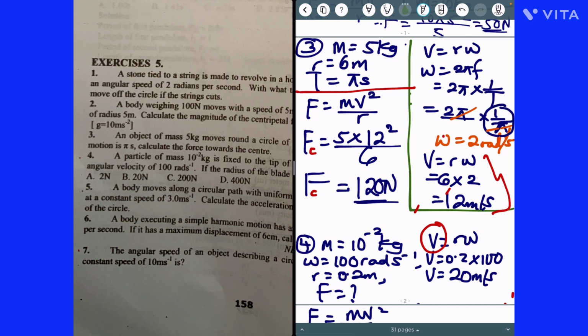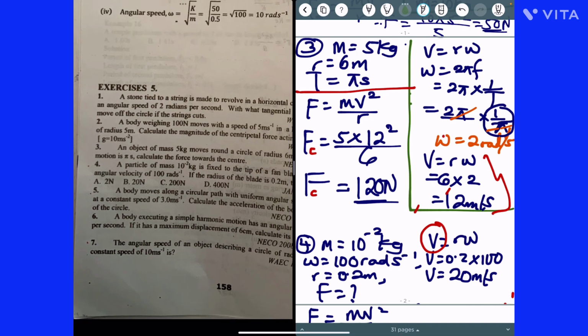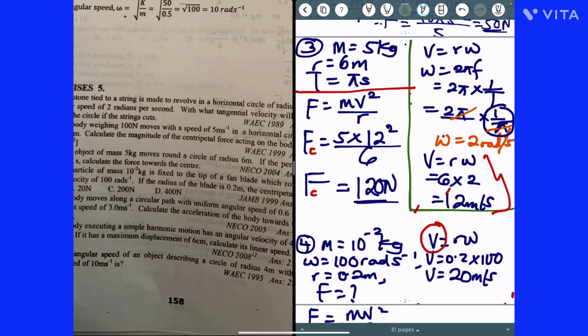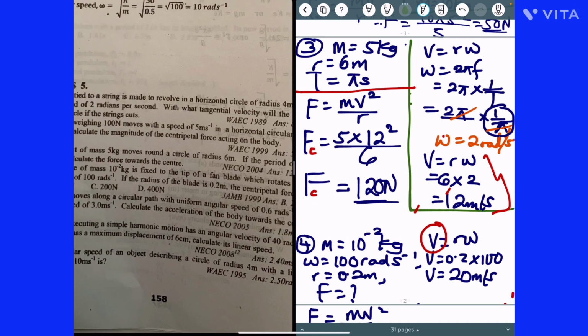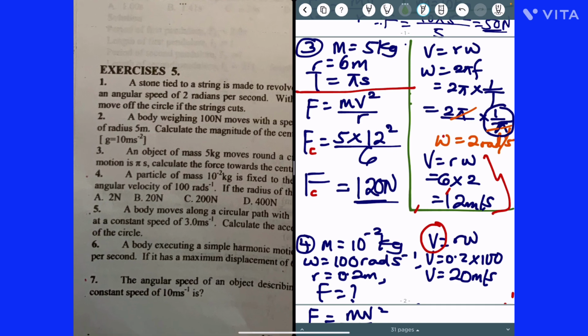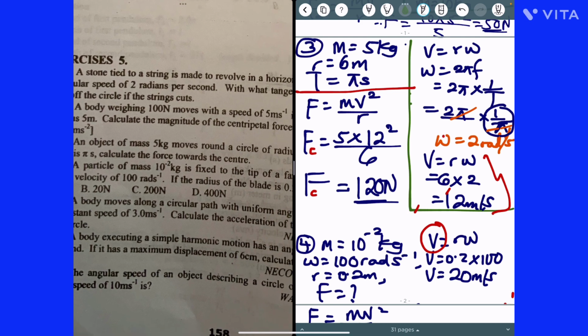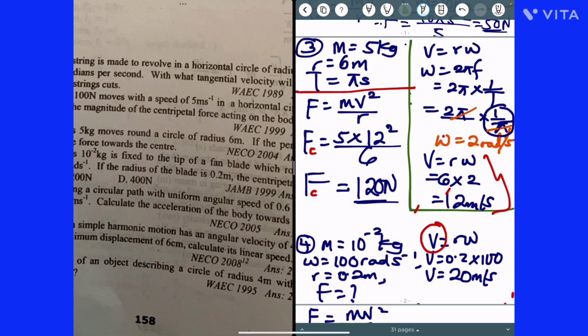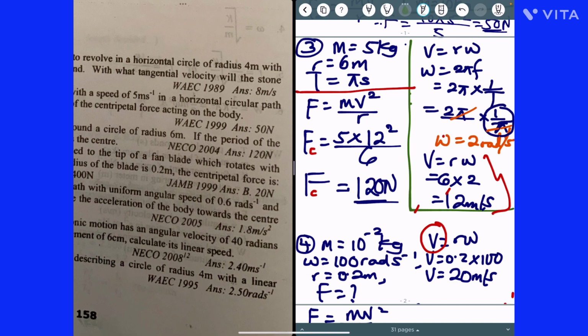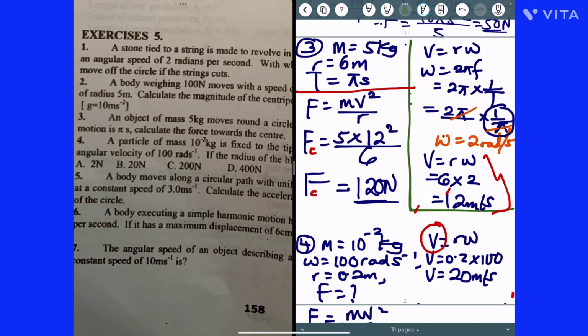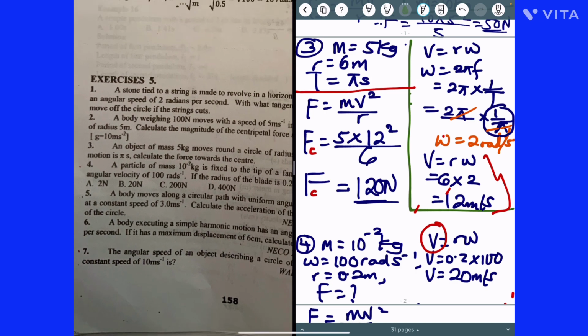In question 4, a particle of mass 10 raised to the power minus 2 kg is fixed to the tip of a fan blade which rotates with an angular velocity of 100 radians per second. The question says if the radius of the blade is 0.2 meters, the centripetal force is. So in this case too, it's a simple question.